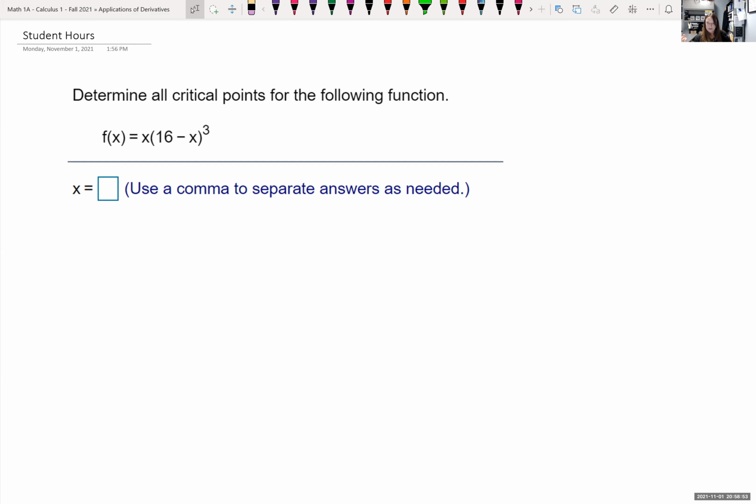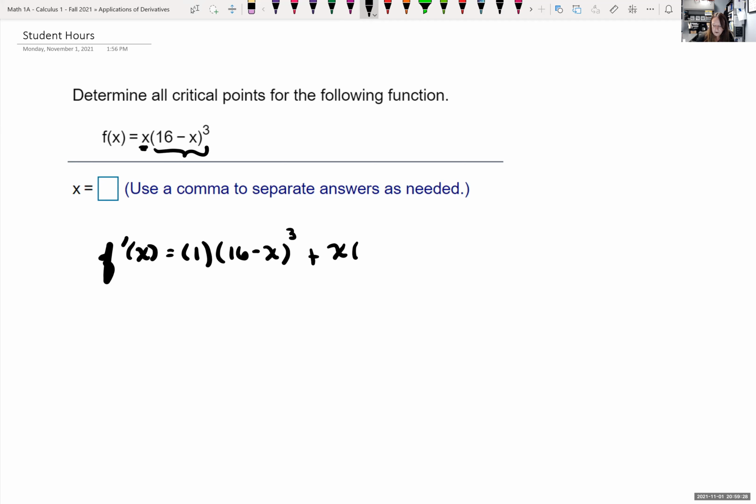So we need to find the derivative of f of x, and as we look at the derivative, we're going to have to apply the product rule, and within that product rule, we're going to need to use the chain rule. And so the derivative of f of x is the derivative of my first function x, which is 1, times my second function 16 minus x quantity cubed, plus my first function, which is x, times the derivative of my second function.